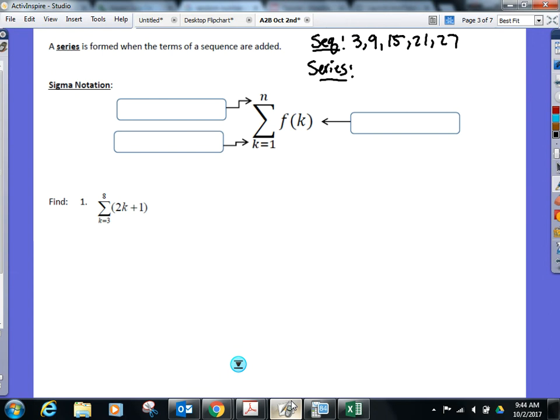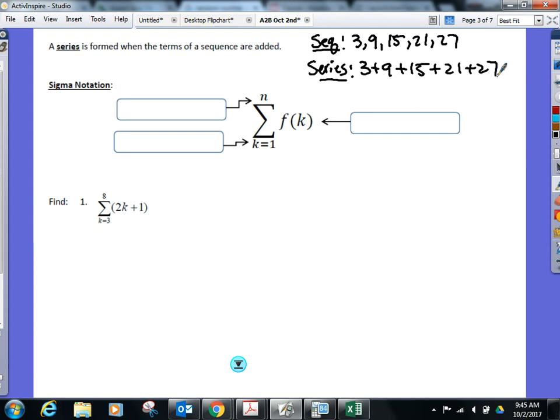Here's what we're going to do today. We're going to take this sequence and add it up. Okay, so 3 plus 9 plus 15 plus 21 plus 27. This is what's called a series, when I take the numbers of a sequence and add them up. Okay, that's what's referred to as a series. So a sequence is just listing the numbers. A series is I'm going to add the numbers up.